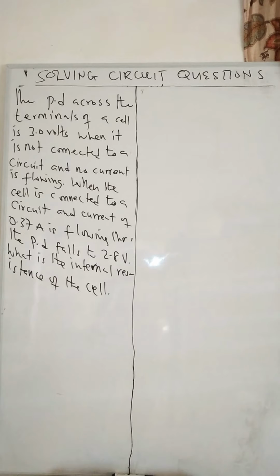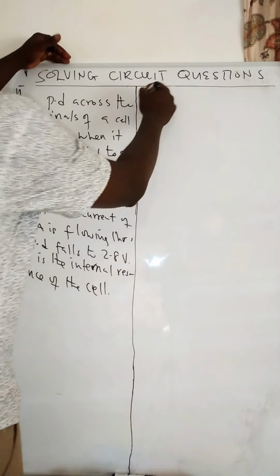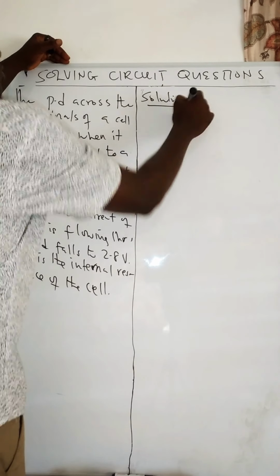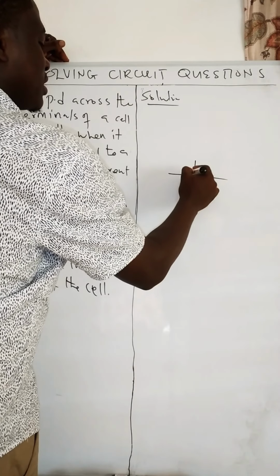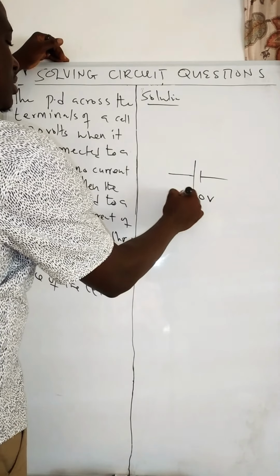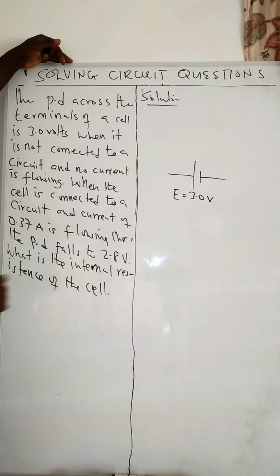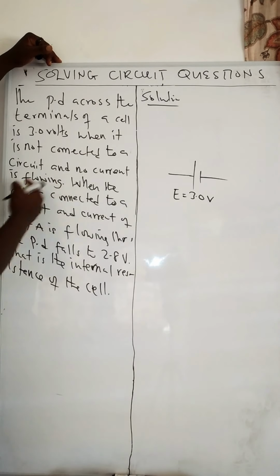Okay, so we have our question on the board. The question reads, the potential difference across the terminal of a cell is 3.0 volts when it is not connected to a circuit and no current is flowing. Okay, so in our solution, we can say that once it is not connected to a circuit, we have 3.0 volts. So that is E equal to 3.0 volts.